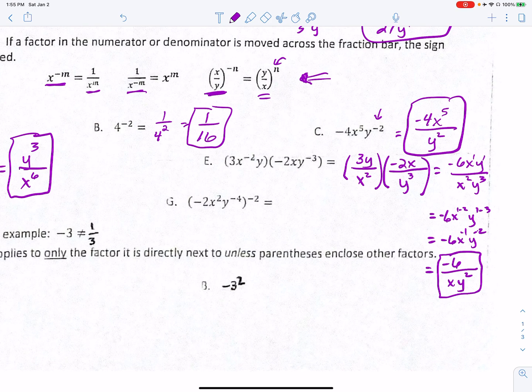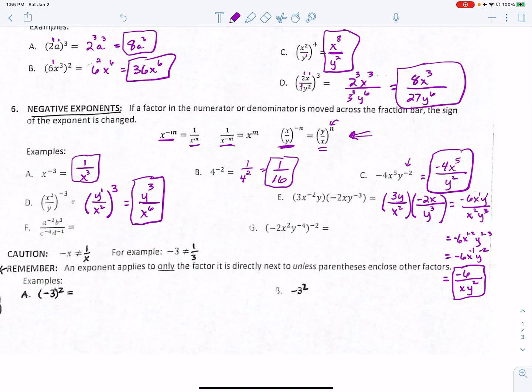All right, and then in part G, and sometimes there are some other ways that you can end up doing these. And so some different orders to this. We have a negative 2x squared y to the negative 4th. On this one, I'm going to just think that I've got all these to exponents, and when I've got them all to exponents, I can multiply all the powers.